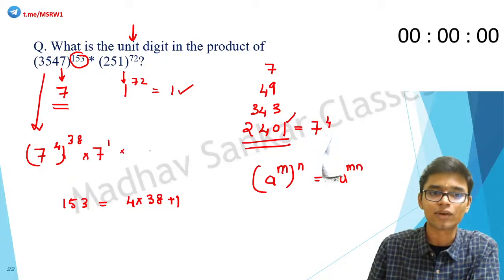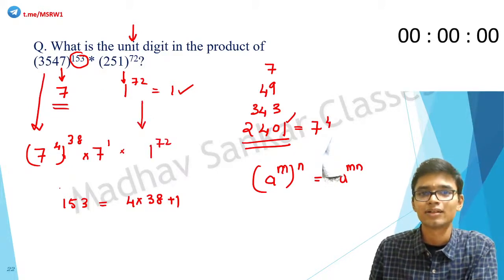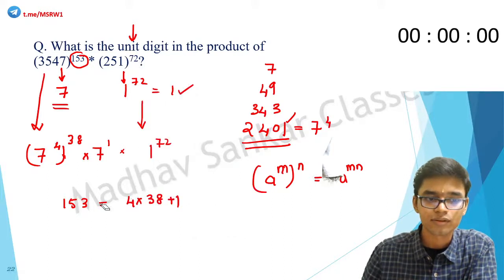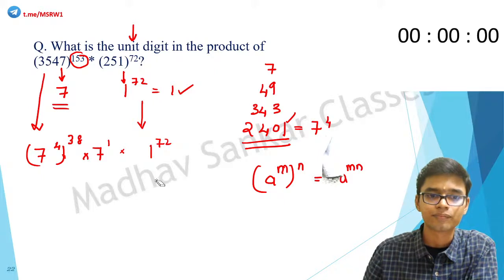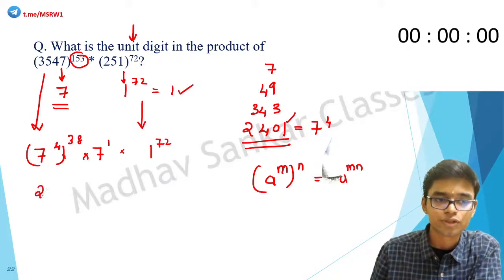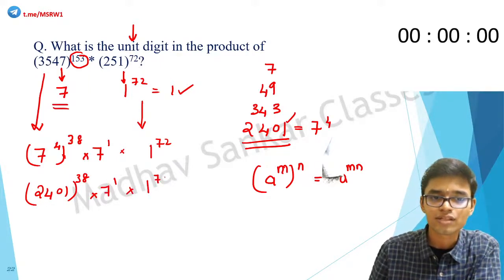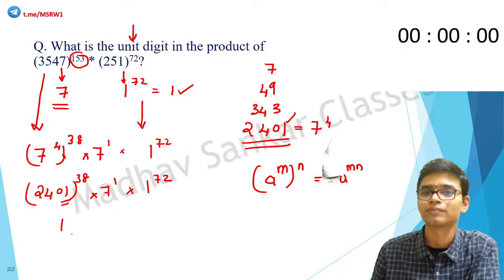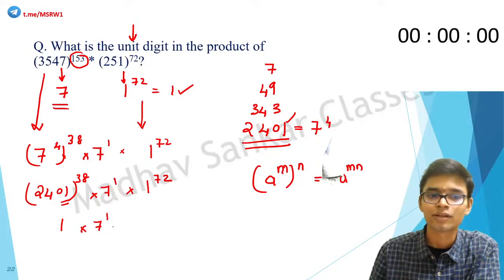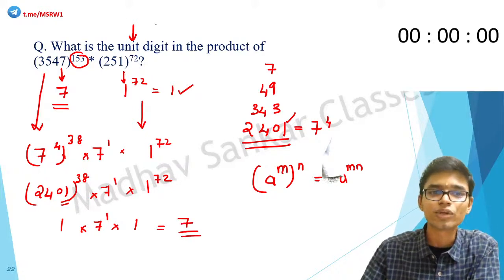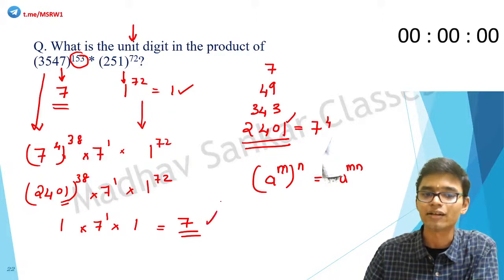And then you have this 1 raised to 72 also. So we know that this value, 2401 to the power 38, into 7 to the power 1, into 1 raised to 72: because the unit digit is 1, the unit digit of this entire number will also be 1. Then 7 to the power 1 into 1 raised to 72 is 7. So the final answer is 7. The unit digit in the product of this big number will be 7 only.